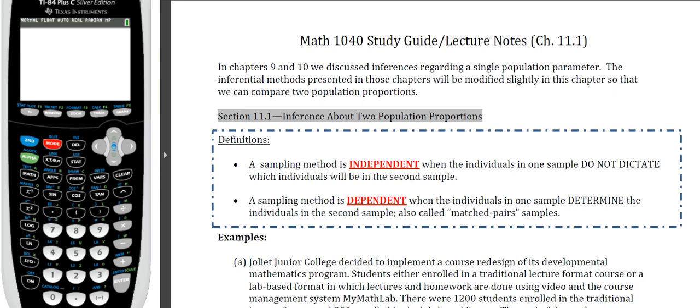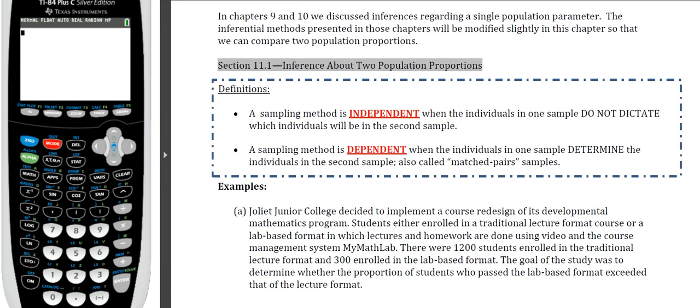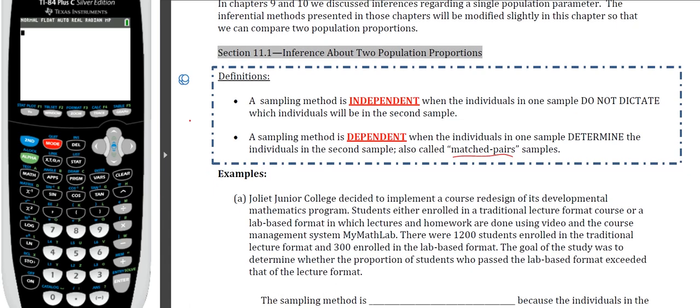We say that the sampling methods to gather those groups are independent when the individuals in one of the sample groups do not dictate which individuals will be in the second sample. We call it dependent if that does dictate the individuals that are in the second sample, and we sometimes call that a matched pairs design. So if the two groups that we select are intimately related, or there's an actual reason why one group is selected compared to the other group, we call that matched pairs, we call that dependent.